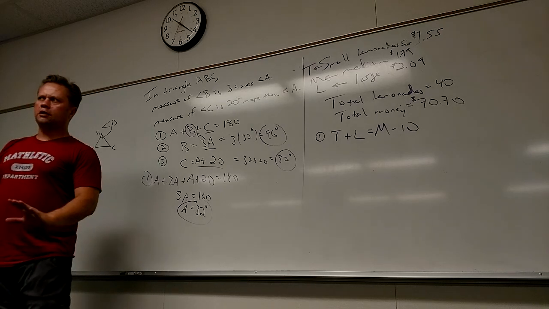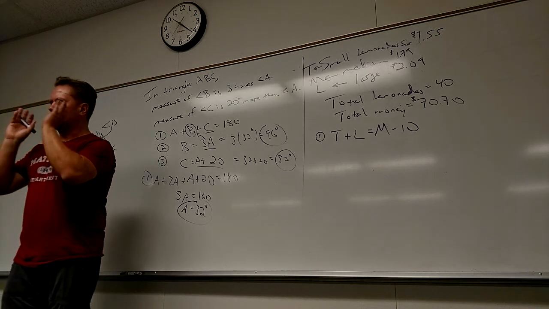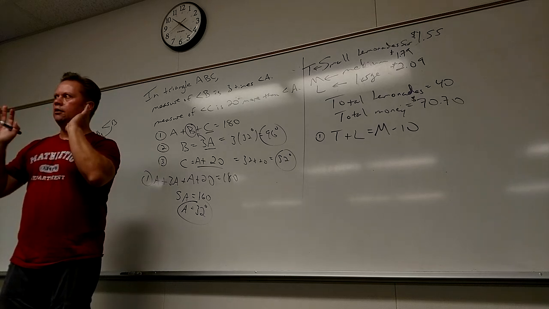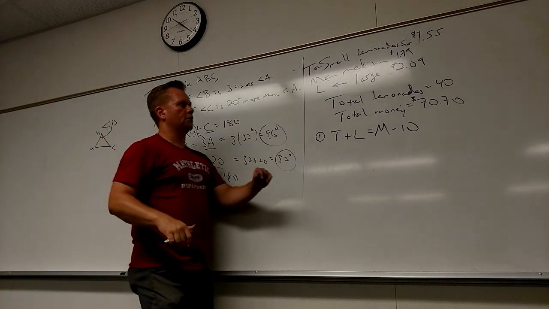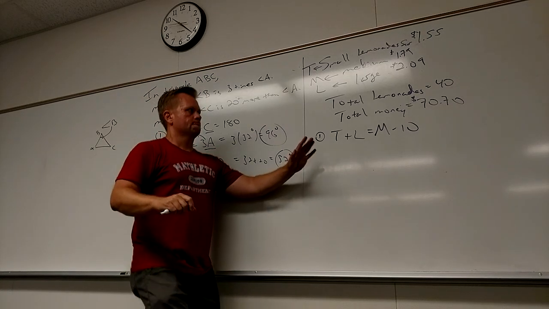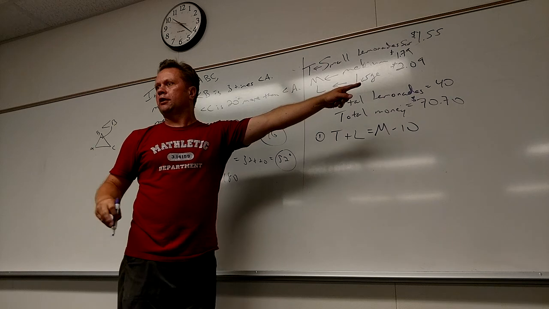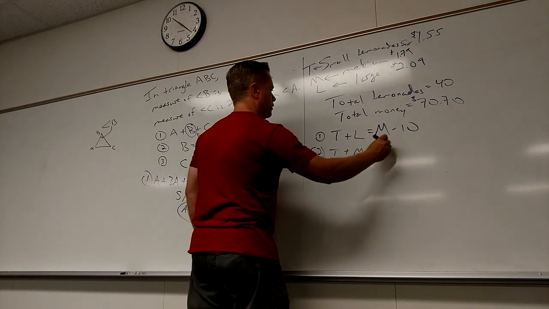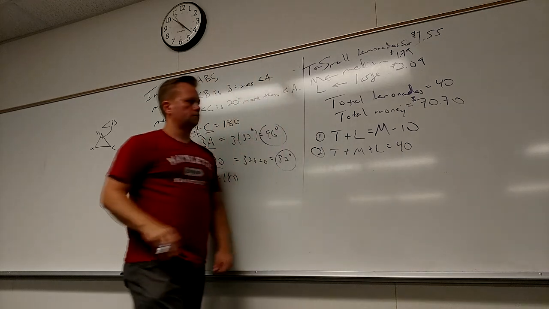There should be, not always, but most of the time there's going to be an easy equation. What do I mean by that? Just add up all the letters. What equation would that come from? Total lemonades. Total lemonades, T plus M plus L equals 40.